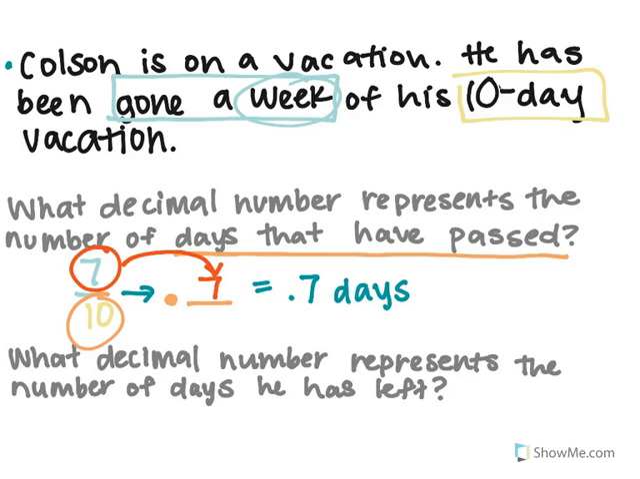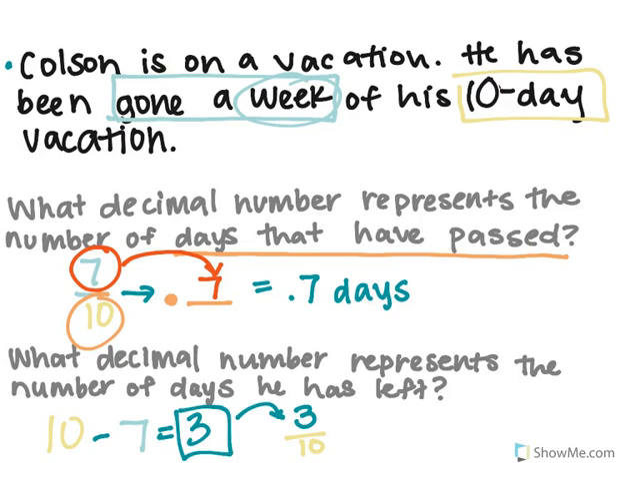Now for this one down here, it says what decimal number represents the number of days he has left. He wants to know how many days he has left in his vacation. Well, if I have a 10-day vacation and I've been gone 7 days, how do I figure out how many I have left? I would use subtraction to figure out what's that missing part. So I know he has 3 days left. This is now what I use as my numerator, and my denominator says 10 because there's still 10 days in that vacation, but he has 3 days left. That's what I'm focusing on here.